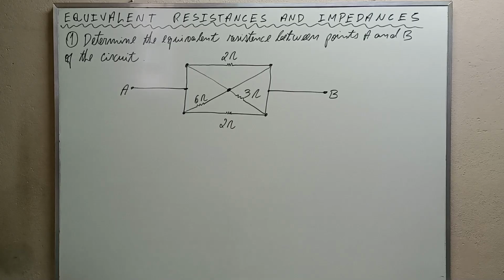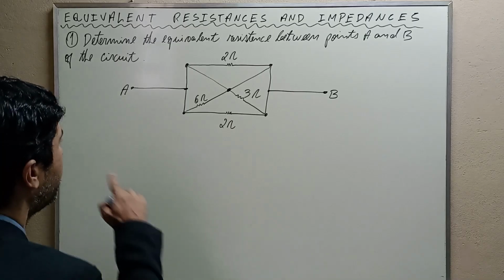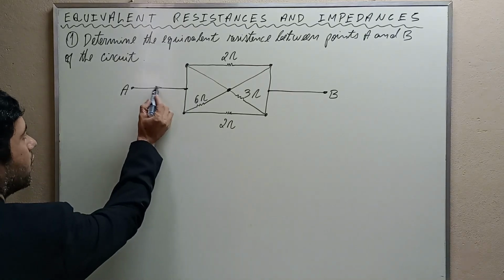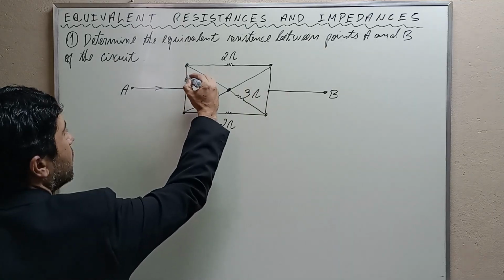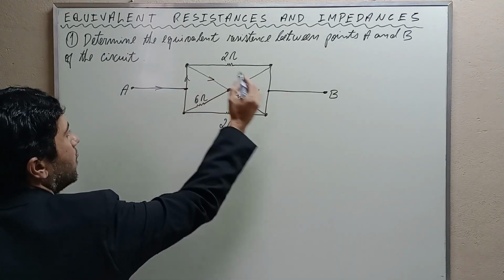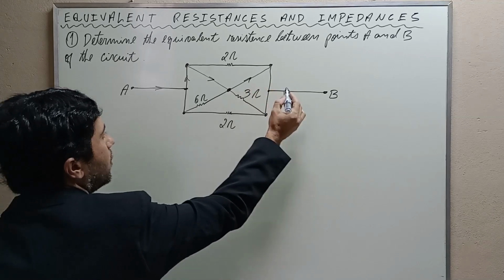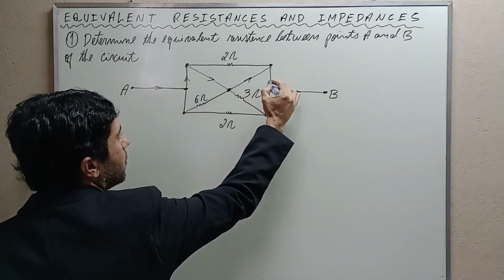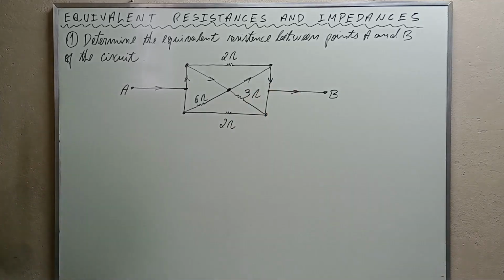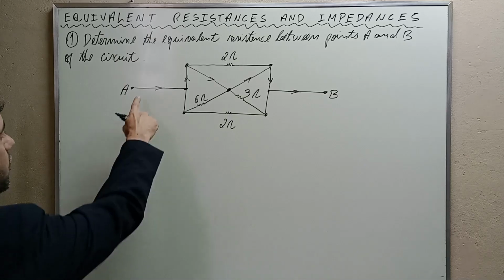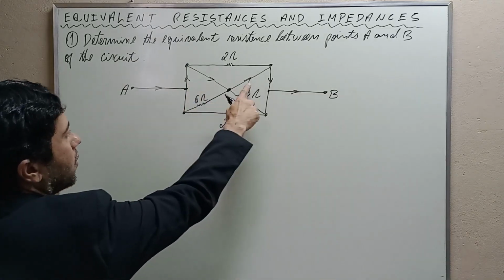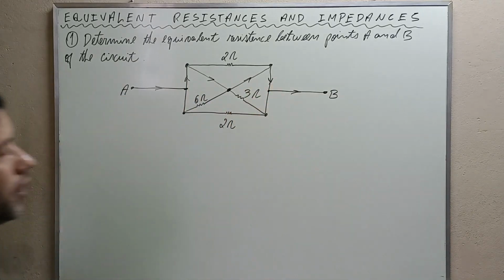Let's follow the path of current. Current from A to B will pass here, here, here, here, and here, and here. Observe that there is no resistance. There is no resistance here, here, here, here, here, or here, okay?